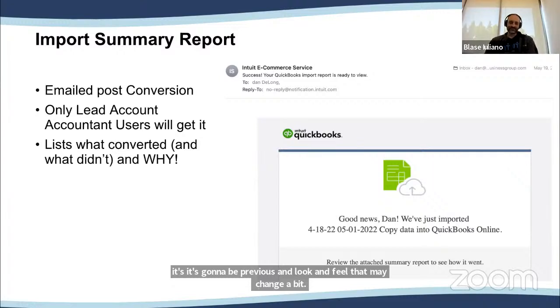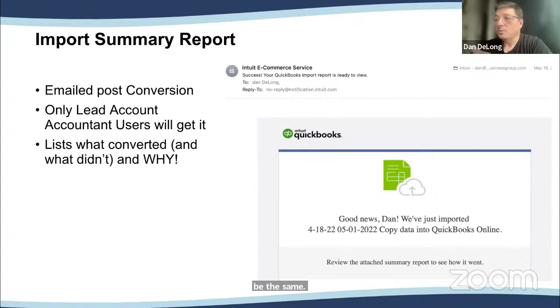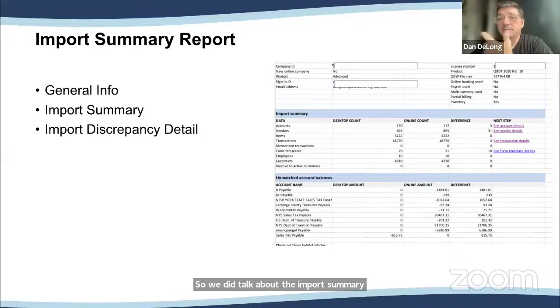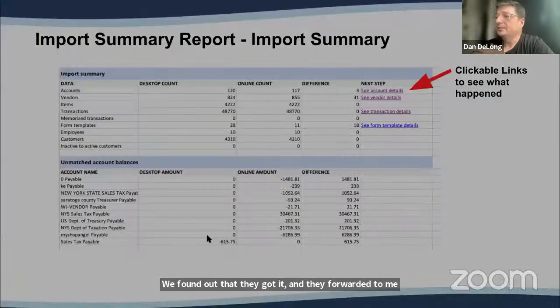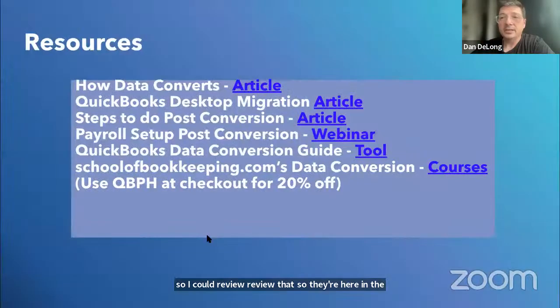So we did talk about the import summary report. It is something where you want to make sure that you're the accountant user in order to get it, and you need to be the lead accountant, not just an invited team member doing the conversion. I actually had an issue where somebody else was getting the import summary report while I was doing the conversion. We found out that they got it and forwarded it to me so I could review it. So it's here in the slides to review, but it gives you an idea of that.